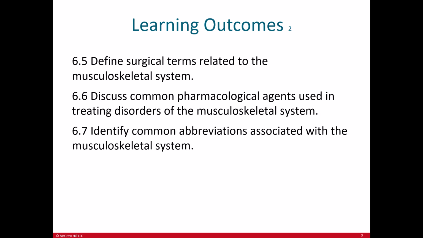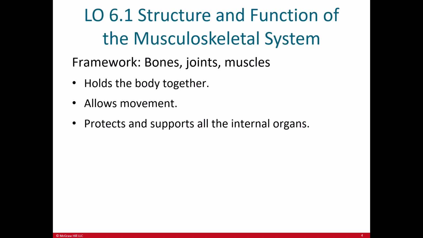6.5, define surgical terms related to the musculoskeletal system. 6.6, discuss common pharmacological agents used in treating disorders of the musculoskeletal system. And finally, 6.7, identify common abbreviations associated with the musculoskeletal system. Let's begin. Learning outcome 6.1, structures and functions of the musculoskeletal system.